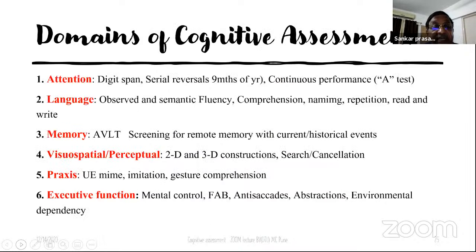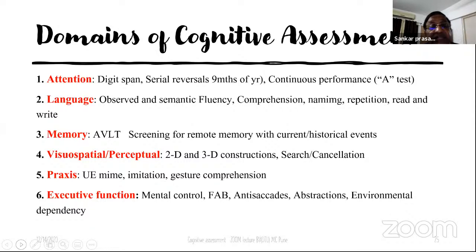So what we do usually, these are the 6 headings which all the students should know. First of all, it is hierarchical. That means attention should be tested first: digit span, serial reversals or months of the year, continuous performance test. That means I'll show you again.